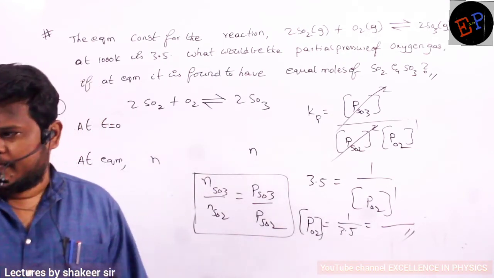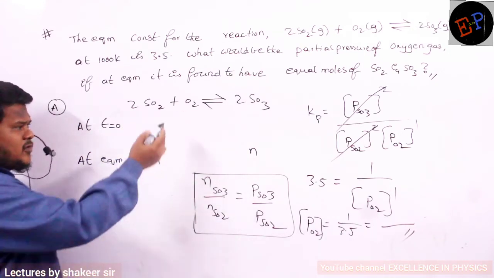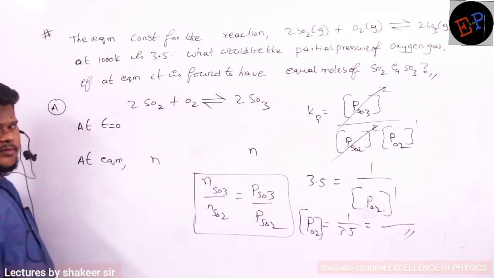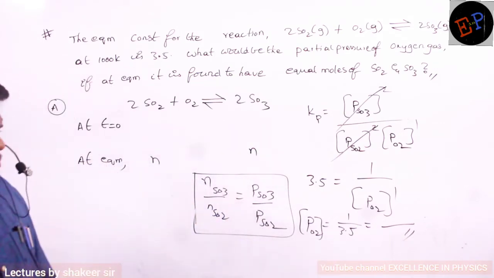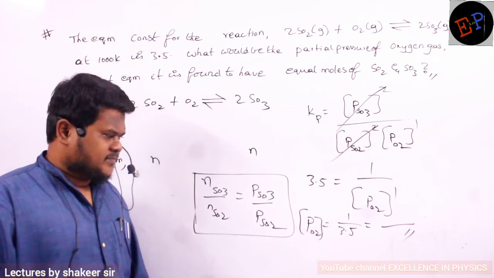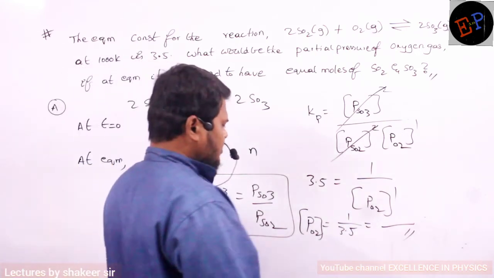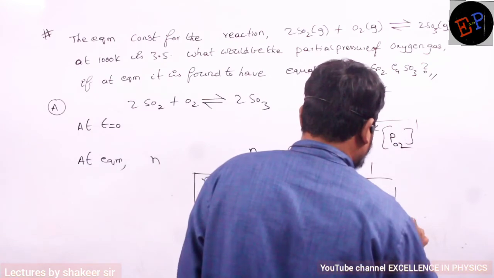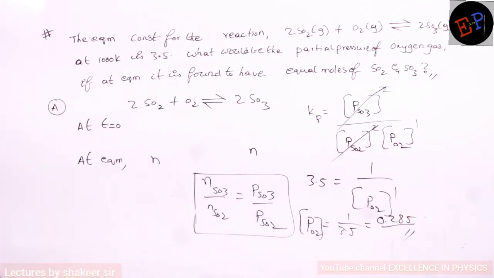Have you understood? What is the number of moles at t? I don't know. What is the concentration of O2? That also I don't know. But still we are able to solve the problem. That's it. So 1 by 3.5 is approximately 0.28 something, I think we will get. So 0.287 or 0.285. See what the calculation is.